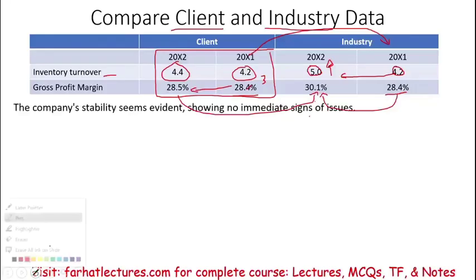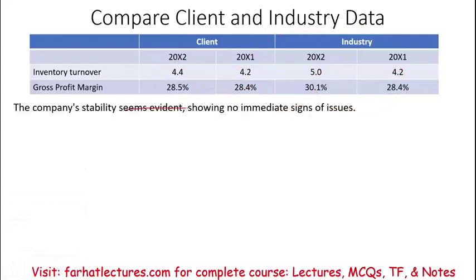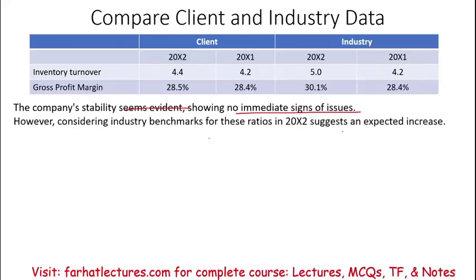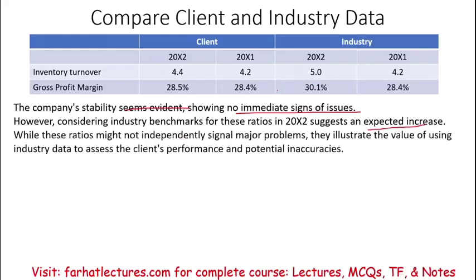So the company, as I mentioned, seems evident that it's showing no immediate signs of issues at the beginning, but when we look at the benchmark data, we should have suggested an expected increase at least in the gross profit margin. Okay? And what's worse, the industry is turning over their inventory. It means they're selling their inventory and making more profit. Why aren't we doing the same? Or is there a problem in how we account for inventory? It could be the problem, or it could be just we're not doing good.